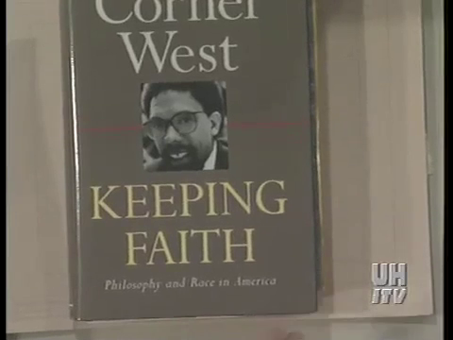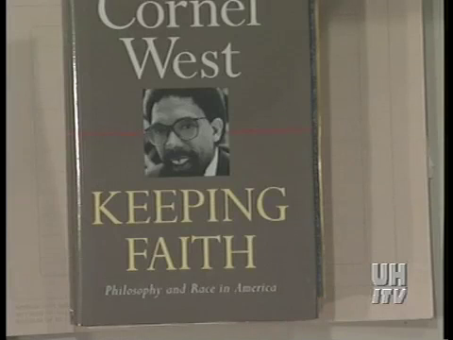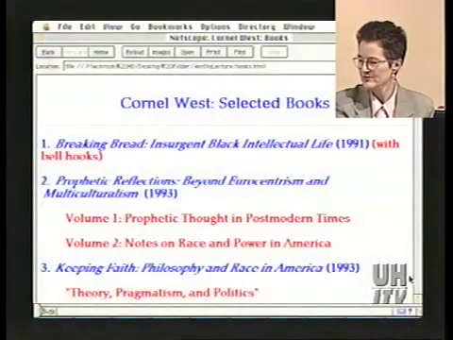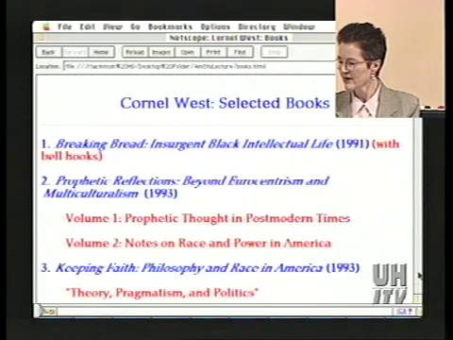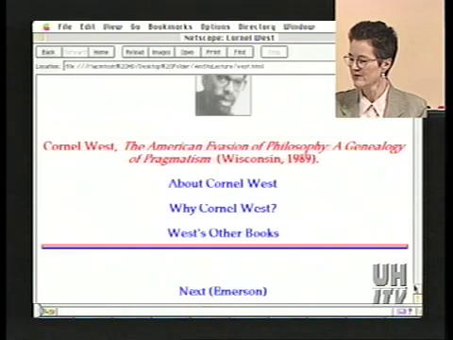It has a number of interesting essays in which West talks about the difficult position of being an African-American intellectual who is marginalized from the traditions of the white European academy, but also through being an intellectual can become alienated and distanced from his own class origins. Okay, let's go back to the computer screen. We can move on now from talking about a little bit of background on West to talking about what he says about Emerson.